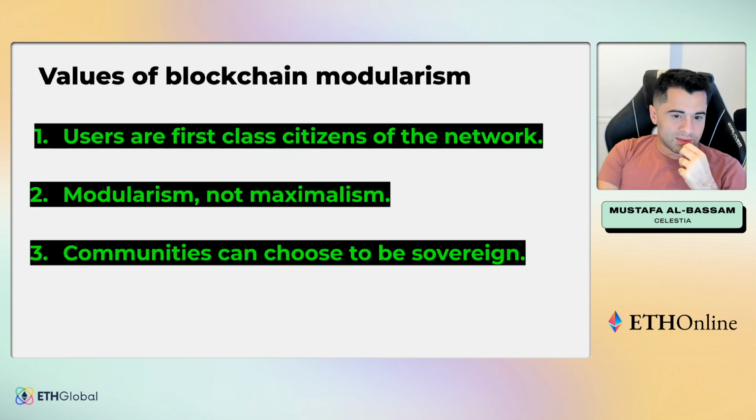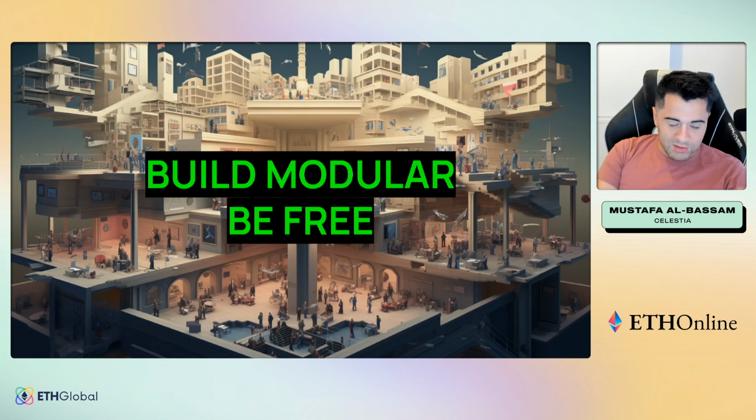And so to summarize the values of modular blockchains. Firstly, users can be first-class citizens of the network by running light nodes. Secondly, we can escape maximalism and have a modular positive sum ecosystem. And thirdly, communities can choose to be sovereign if they want by having sovereign rollups, which give you the best of both worlds. So thank you.